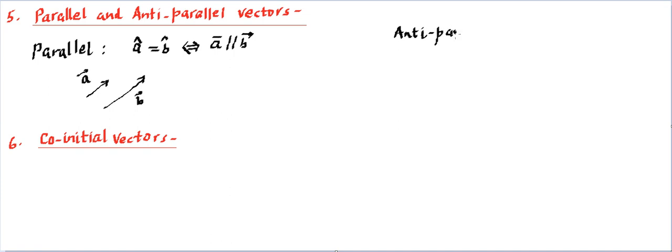In case of anti-parallel, you will find they have opposite direction. That means the direction of A is going to be equal to minus the direction of B. When the directions are opposite and nothing is said about their magnitudes, they will be known as anti-parallel. If this is vector A, then vector B will be parallel to this but in the opposite direction. Together they are known as anti-parallel vectors.